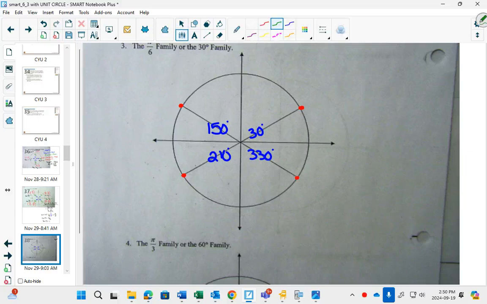All right, another head start for radians. If this is pi over 6 radians, did you get 5 pi over 6, 7 pi over 6, and 11 pi over 6?